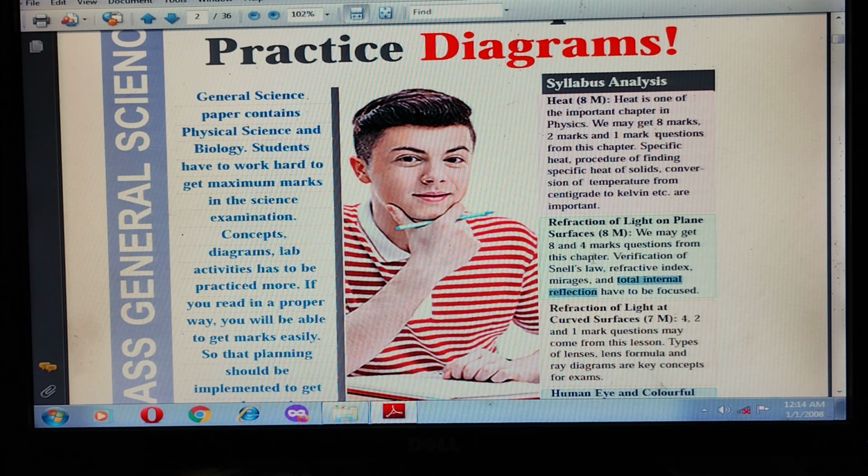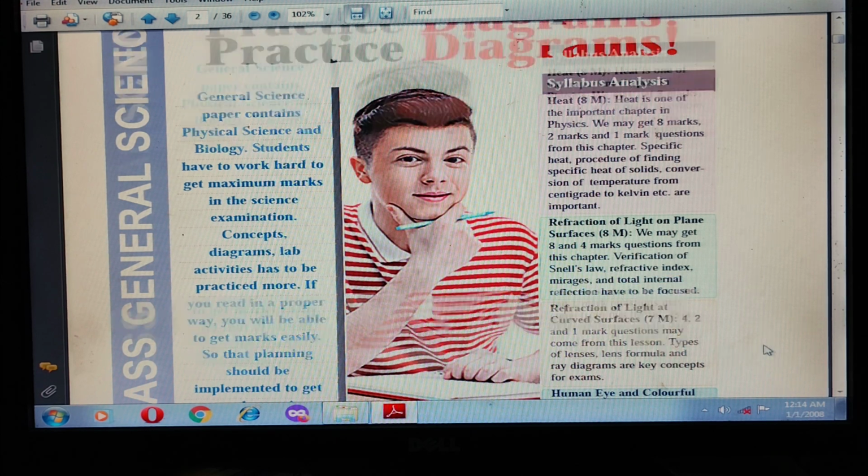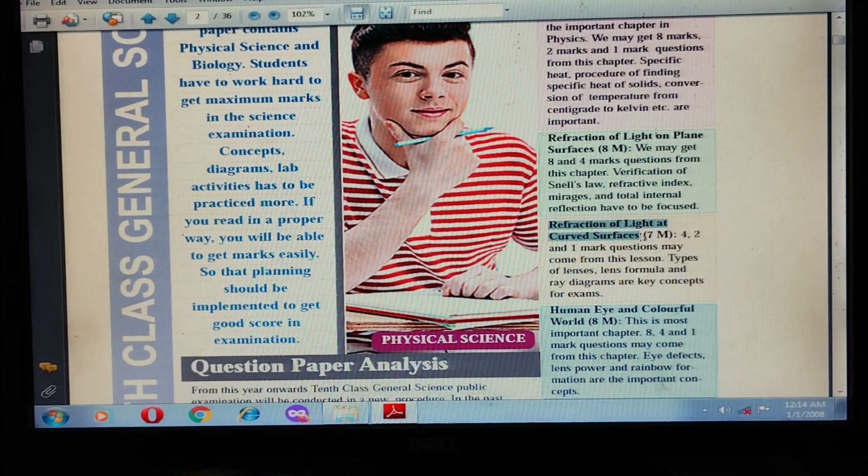And if we go to the next chapter, that is refraction of light at curved surfaces, ray diagrams are very important. After completing the pre-final examinations, they mentioned that from this chapter there is a chance of getting 7 marks: 4 marks questions, 2 marks questions and 1 mark questions may come from this lesson. Types of lenses. We have 5 types of lenses. For 2 years now, they are asking to draw the 5 types of lenses: biconvex, biconcave, concavo-convex, plano-concave, plano-convex.